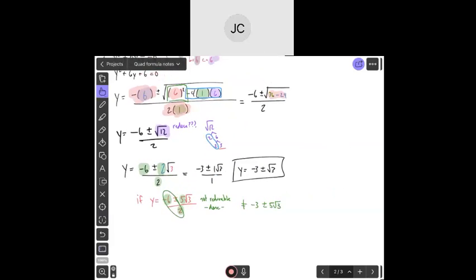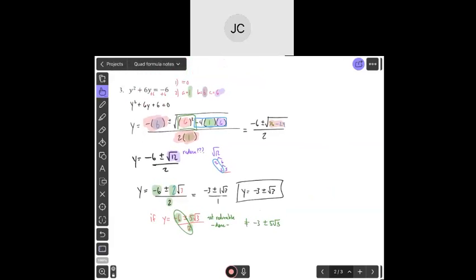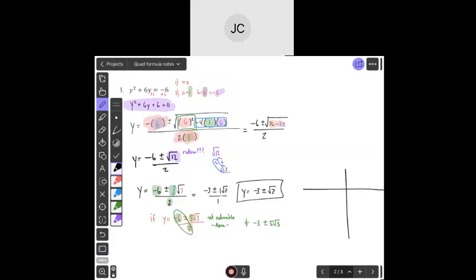Again, the last thing I want to talk to you about on this is the graphing side of things. If I go back to look at this problem here, and I'm just going to think about it as x's instead of y's, so x squared plus 6x plus 6, what this would look like. We know from the problem that our y-intercept is 6.